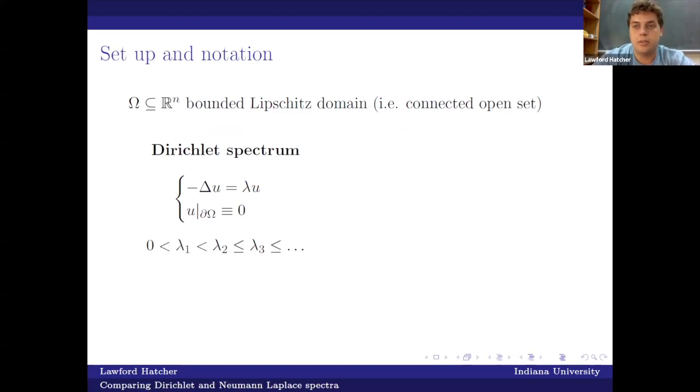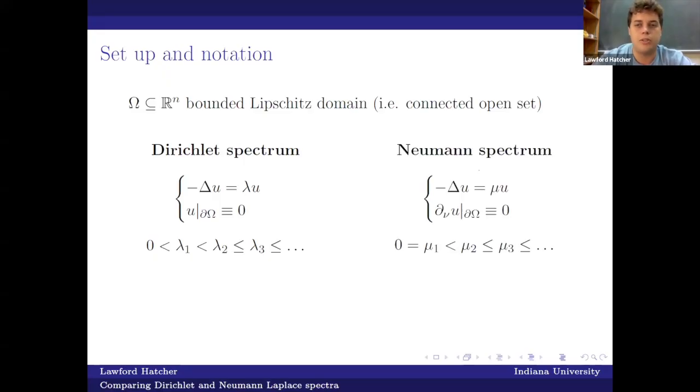And I'm going to be looking at two different spectra for the Laplace operator. The first is the Dirichlet spectrum, which everybody probably knows quite well. These are just eigenfunctions and eigenvalues with zero boundary conditions. And then I'm going to also look at the Neumann spectrum for the Laplacian, where the outward normal derivative is identically equal to zero. It's well known in spectral theory that since we're working on domains with sufficiently nice boundary, both of these problems have a discrete spectrum that accumulates only at infinity and consists only of eigenvalues.